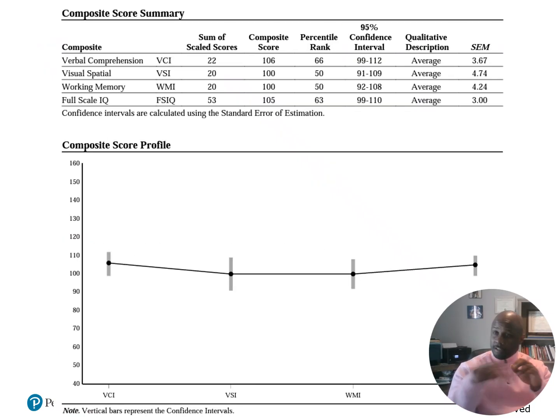You can see here how the score will look. After it's assessed and scored, it gives you a percentile rank and composite score. It gives you the qualitative description of it. You can see the kiddo scored average on each of those. Again, this helps to provide information on the scoring and the results of the test.